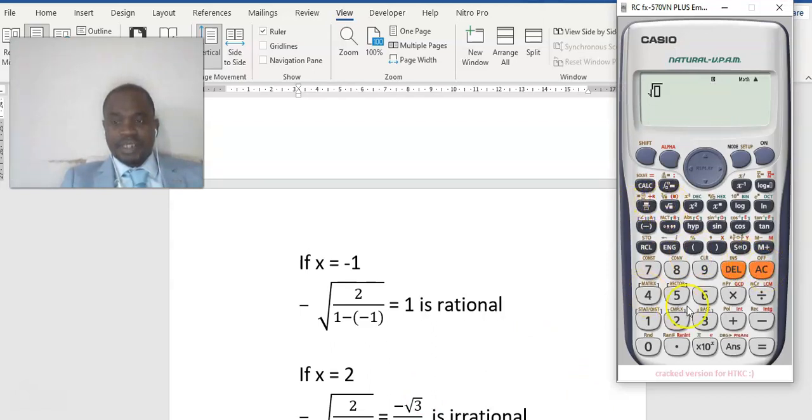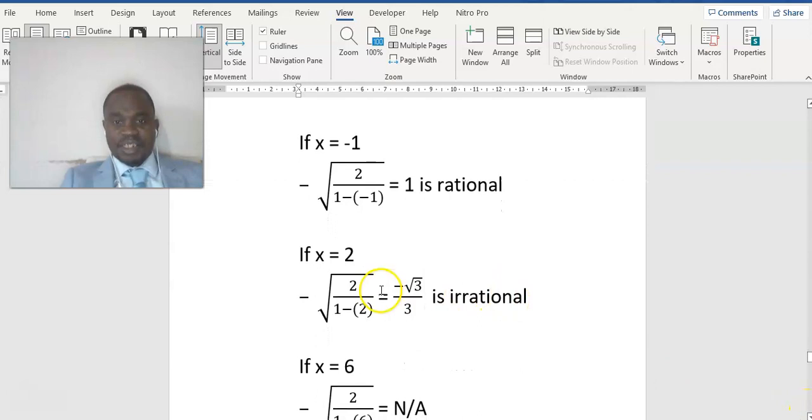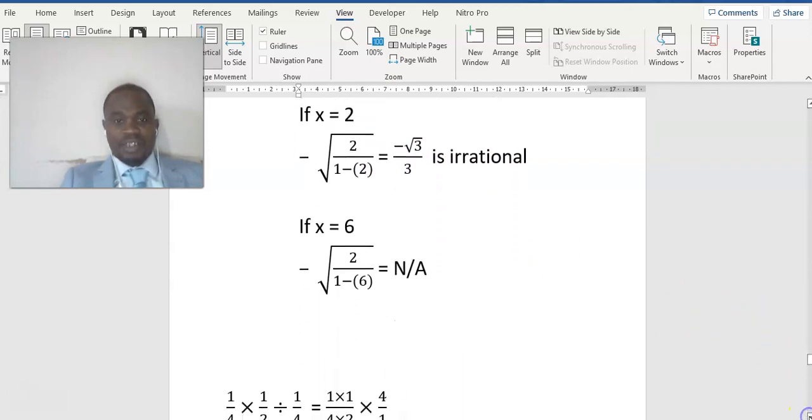If I press this, let me put my negative outside, then have my 2, then 1 minus -1 gives me -1, so it's a rational number. The same applies to this. I'm not going to do that. If I press this, it's an irrational number. Okay, this one not applicable.